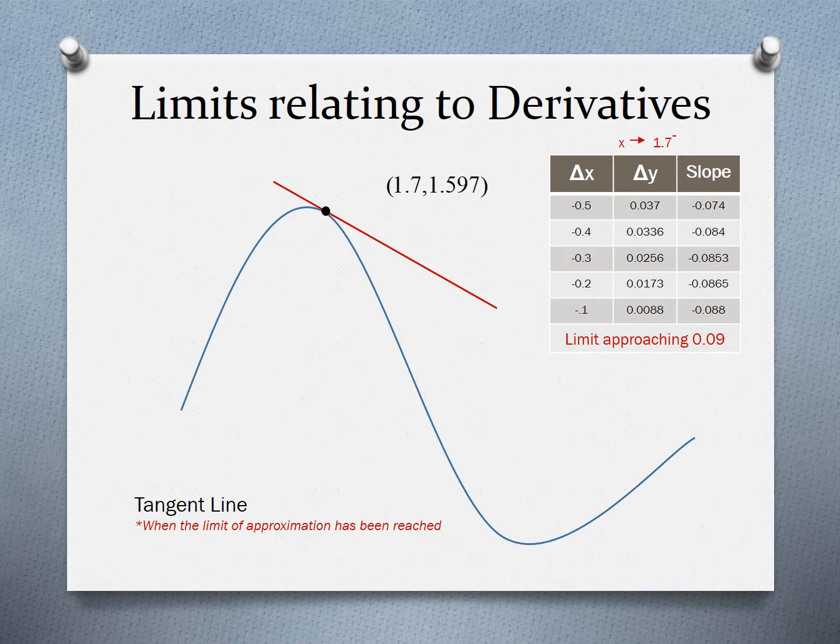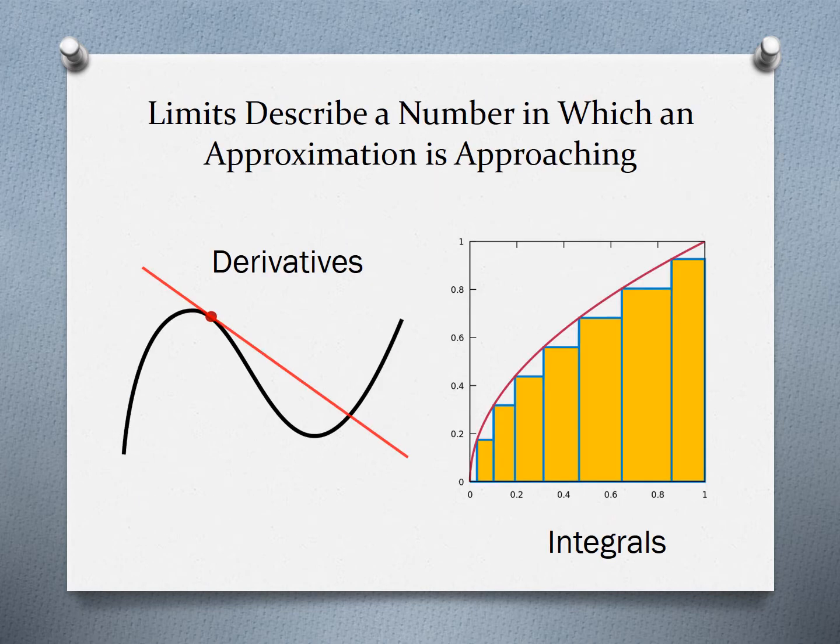Again, coming in from the left, I can approach this point. Coming in from the right, I can approach this point. But for this value, 0.09, to be defined as the limit of the curve at this point, 1.7, this has to be the same limit coming in from the left and coming in from the right. Recall that limits describe a number which an approximation is approaching. Regarding derivatives, we will take another lesson to describe this regarding integrals.